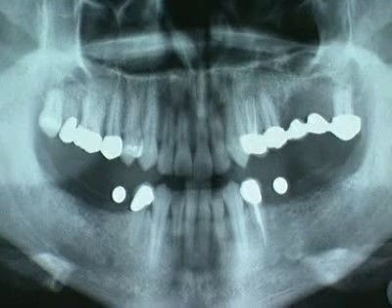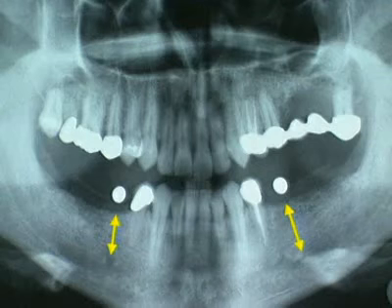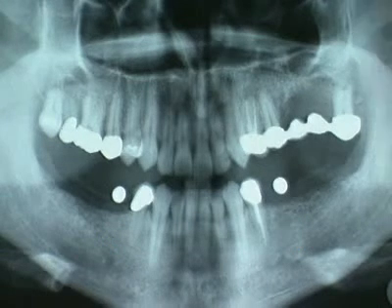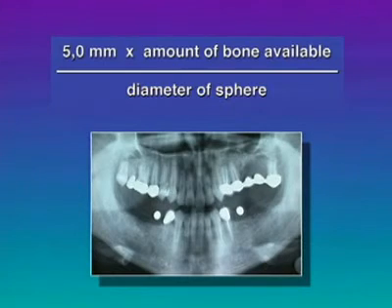In this way, the dimensions of available vertical bone can be evaluated very precisely using the formula: 5 mm as the material diameter of the reference ball, multiplied by the vertical distance of the alveolar ridge to the inferior alveolar nerve as reflected in the radiograph, divided by the diameter of the ball as reflected in the radiograph.